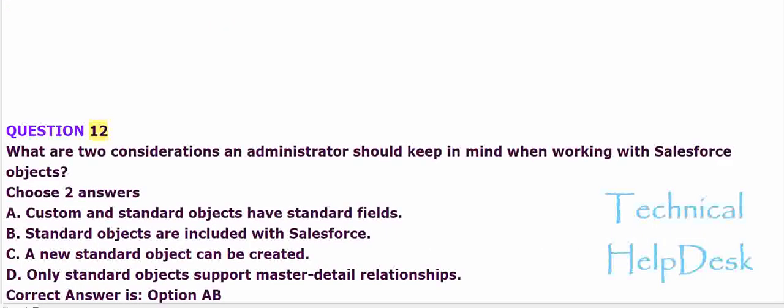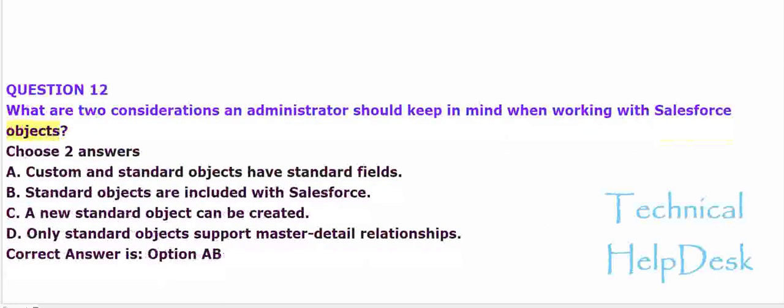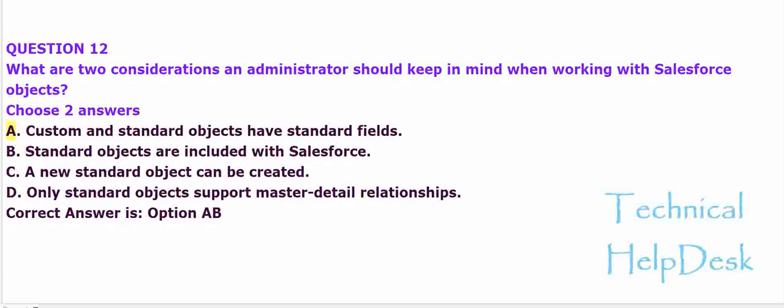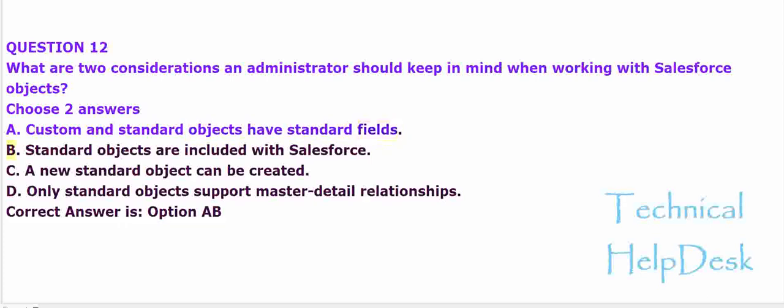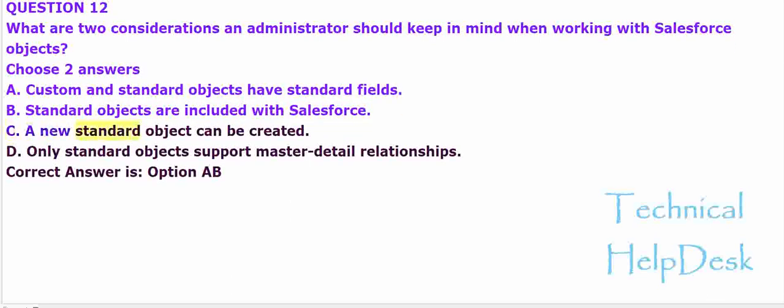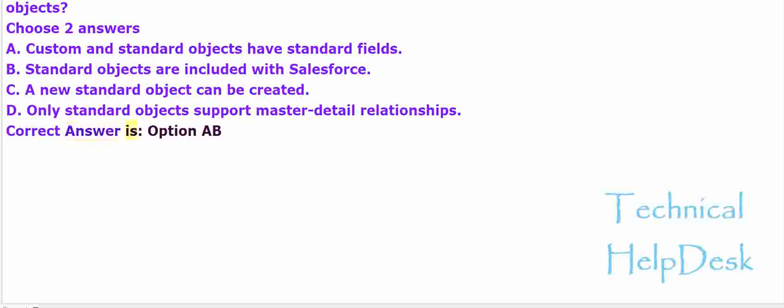Question 12. What are two considerations an administrator should keep in mind when working with Salesforce objects? Choose two answers. A. Custom and standard objects have standard fields. B. Standard objects are included with Salesforce. C. A new standard object can be created. D. Only standard objects support master detail relationships. Correct answer is option A.